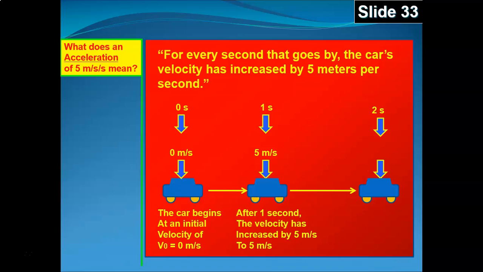Now, after another second, from 1 second to 2 seconds, the velocity has increased by another 5 meters per second, so that now it's going 10 meters per second. So the car is speeding up. At 0 seconds it was going 0, at 1 second it was going 5, at 2 seconds it was going 10 meters per second. And how much is it speeding up? It's speeding up by 5 meters per second for every second that goes by. That's what the numbers at the top above the arrows are telling you. Okay, so that's what acceleration means.